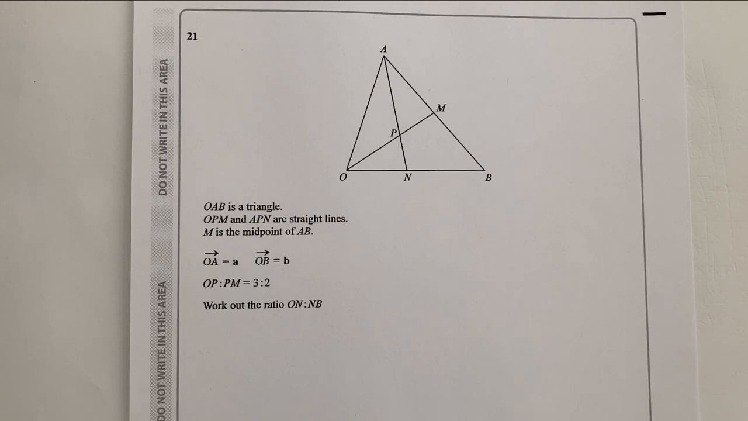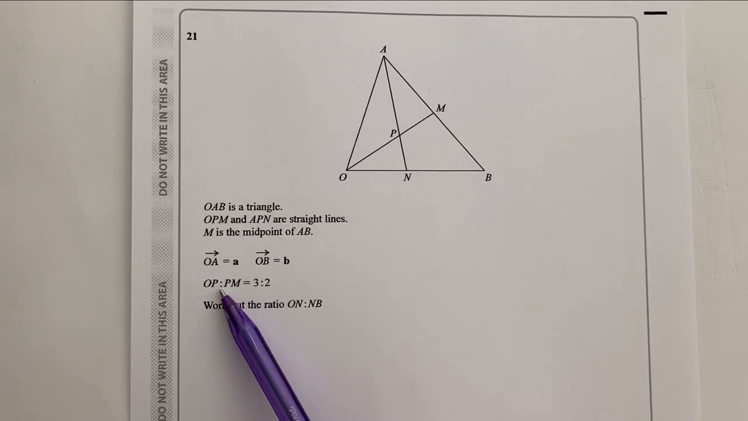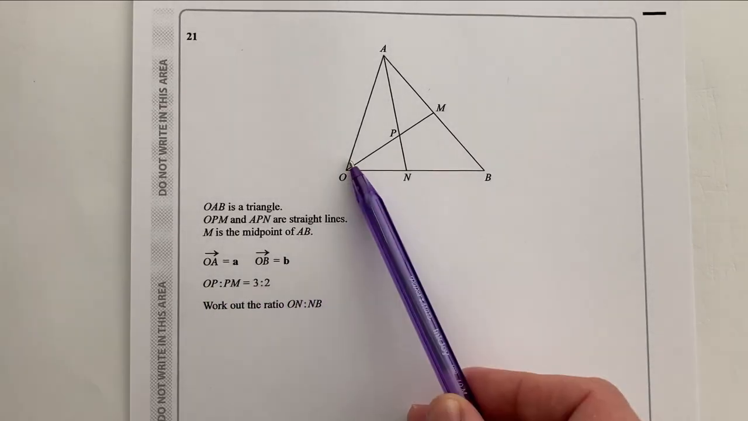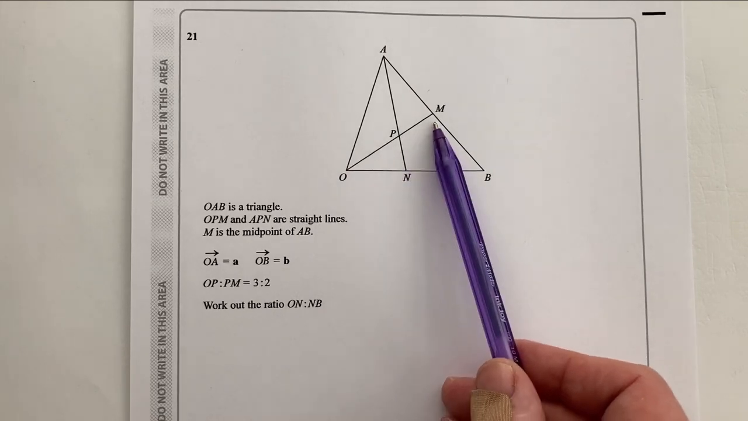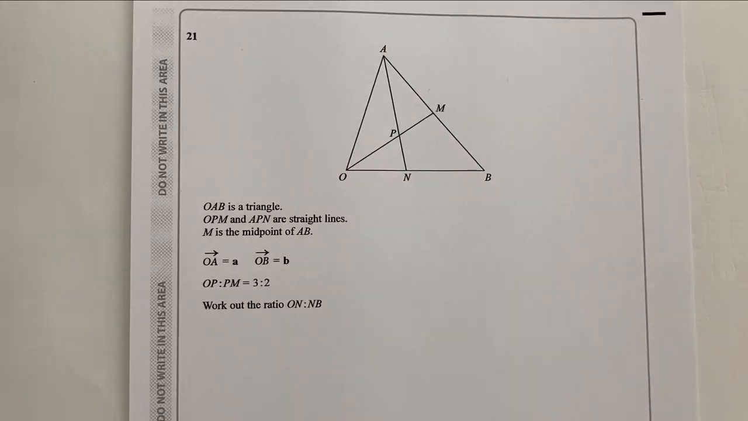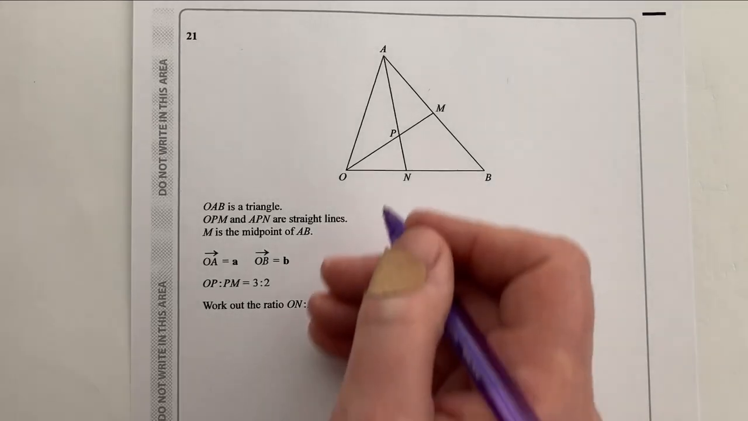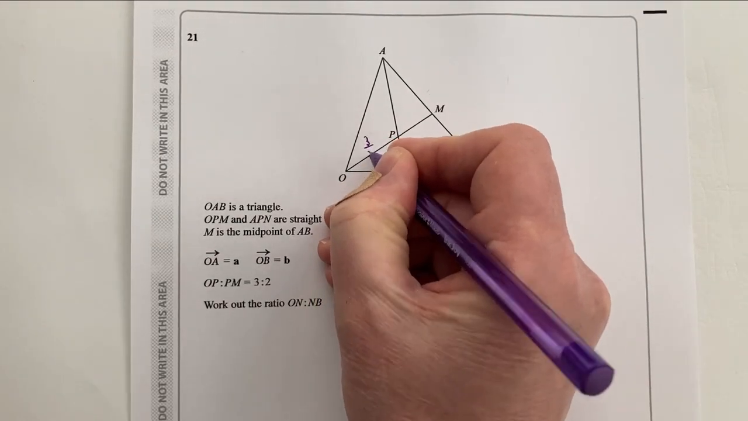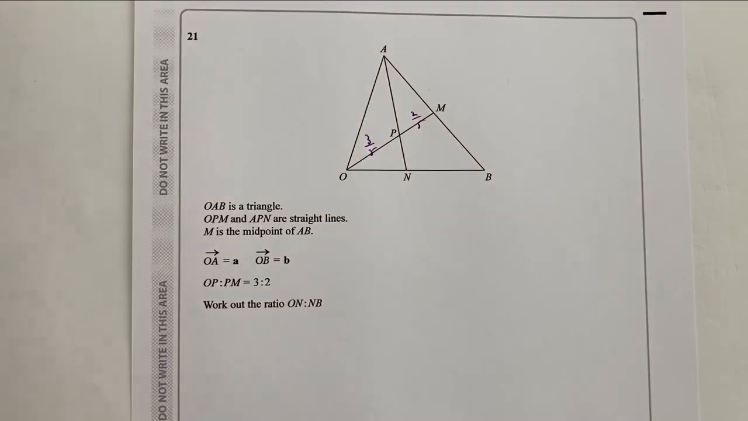Okay, so what I'm going to do first is, at the moment I've got OP to PM is 3 to 2. So OP to PM is 3 to 2. Okay, well, that's all right. So what I can say then is OP is 3/5 of the way and this is 2/5 of the way.